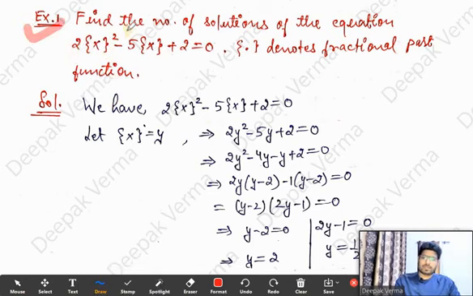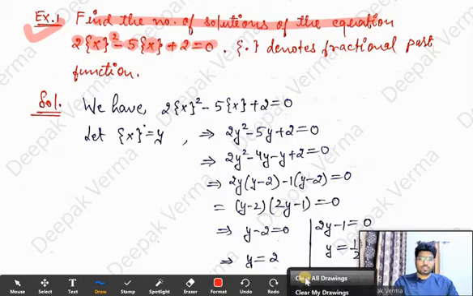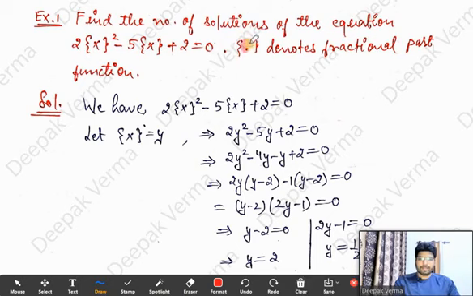So example number 1 is find the number of solutions of the equation 2 fractional part of x square minus 5 into fractional part of x plus 2 equals to 0. Got it? Here this represents fractional part of x. In previous lecture somewhere I told you this representation is nothing unless or until it is given in question that this is fractional part. Got it? If you remember, I told it in the previous lecture.